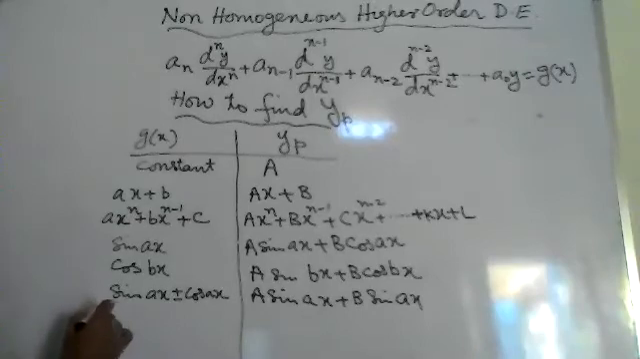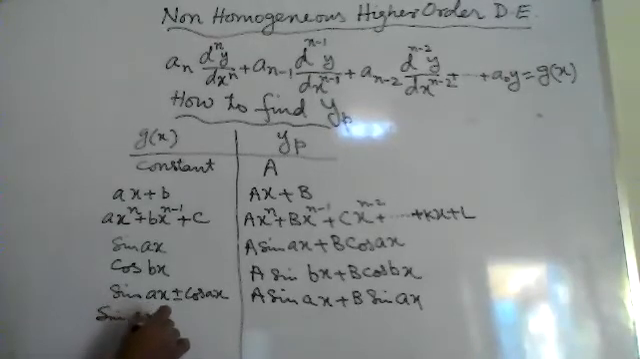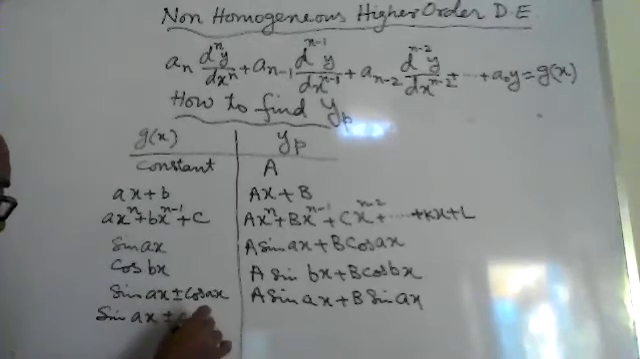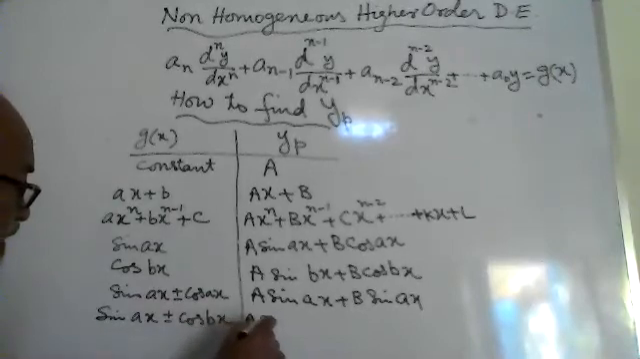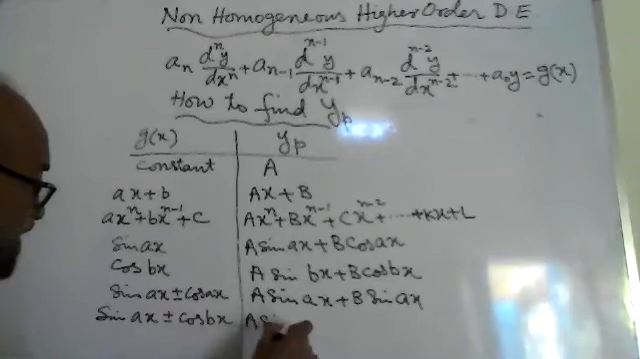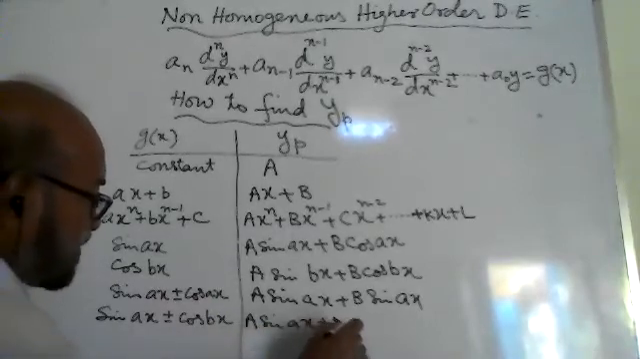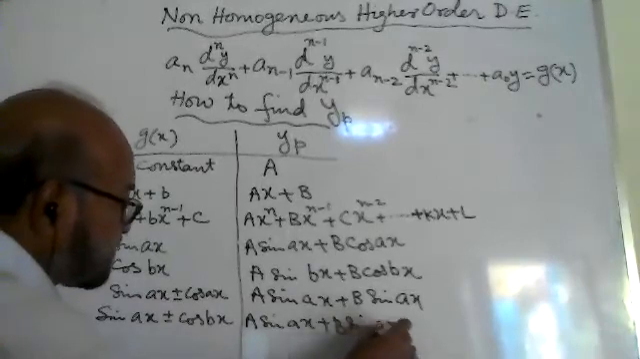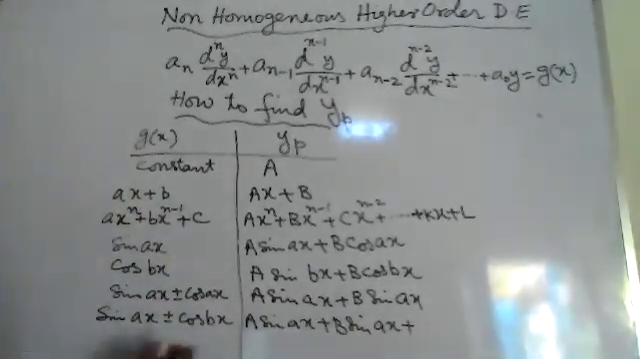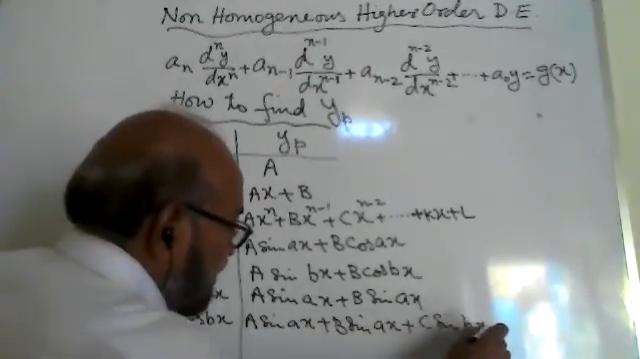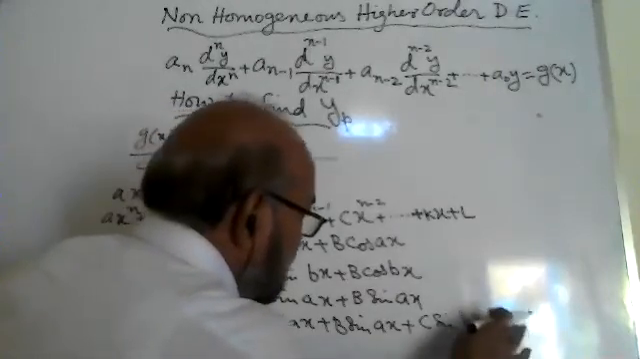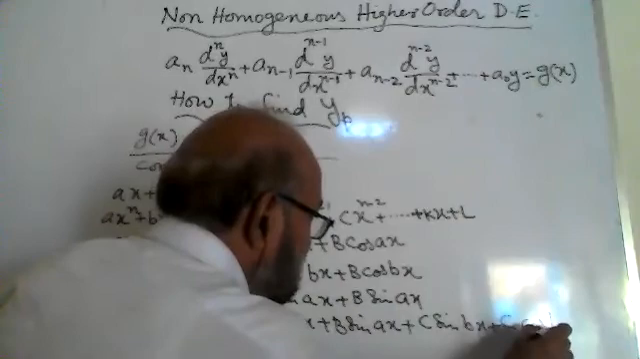If it is sine ax plus or minus cos bx, not the same, here they are different angles. So we will take A sine ax plus B cos ax for this one, then plus C sine bx plus D cos bx.